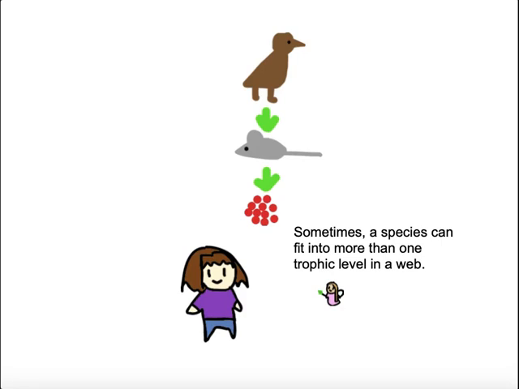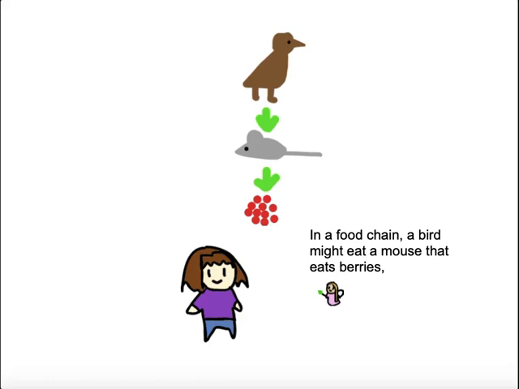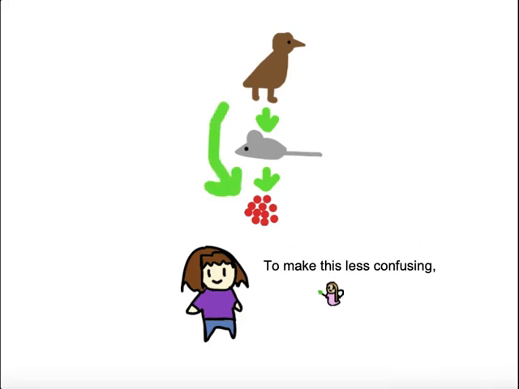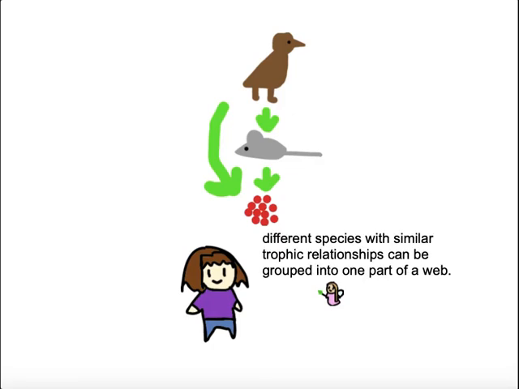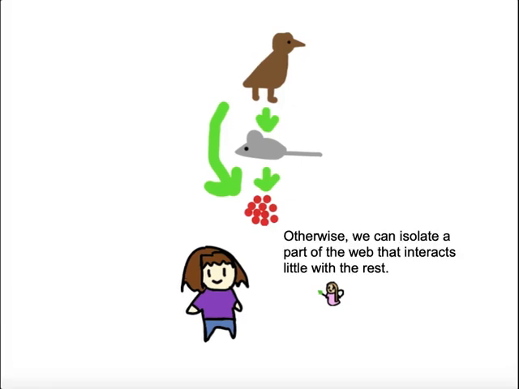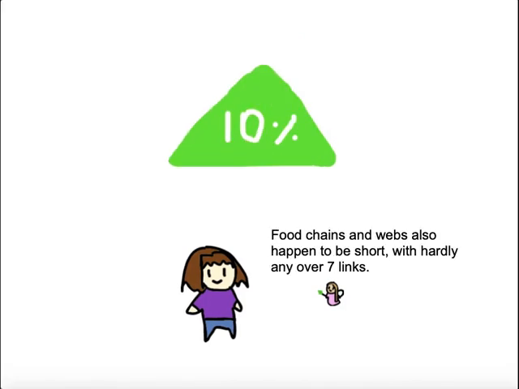Sometimes, a species can fit into more than one trophic level in a web. In a food chain, a bird might eat a mouse that eats berries, even though that bird may also eat berries. To make this less confusing, different species with similar trophic relationships can be grouped into one part of a web. Otherwise, we can isolate a part of the web that interacts little with the rest. Food chains and webs also happen to be short, with hardly any over 7 links.